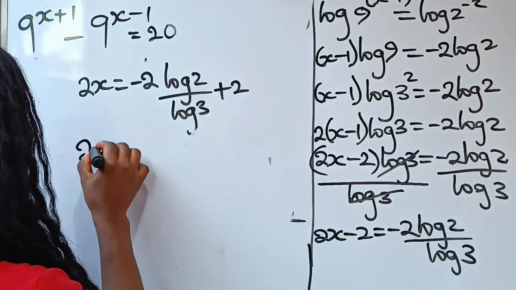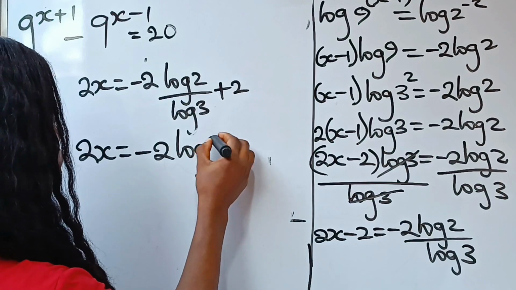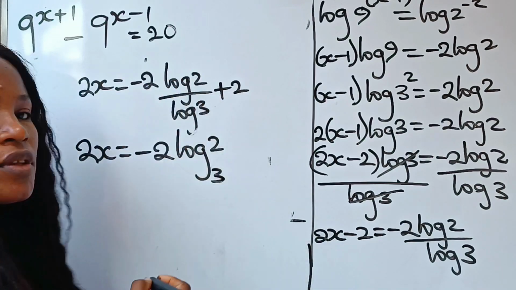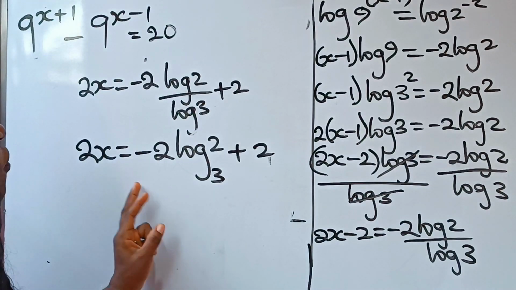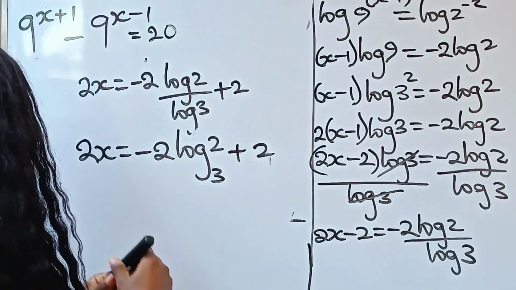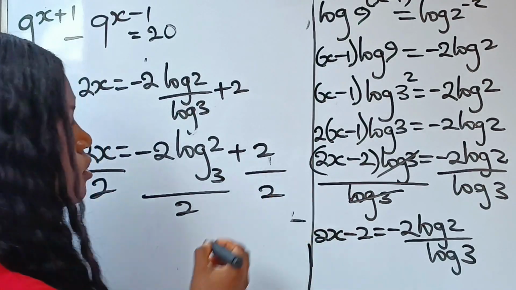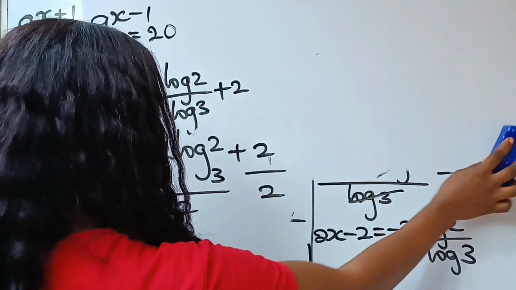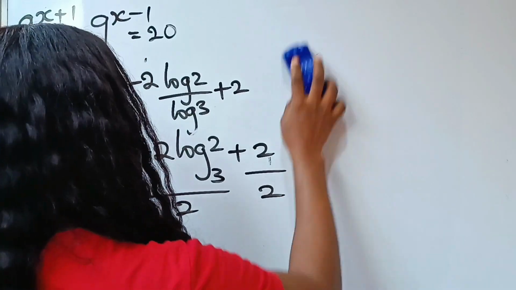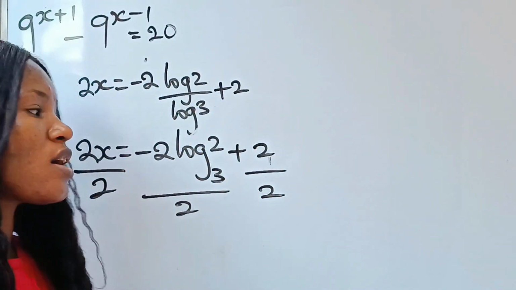So I have 2x is equal to minus 2 log 2 base 3, that is for this side, right? Then plus 2. Now, if we are to divide through by 2, this side divided by 2, this side divided by 2, then we are going to come up with this final solution. But remember, sit put and see how I substituted it into this equation to prove that it is correct.